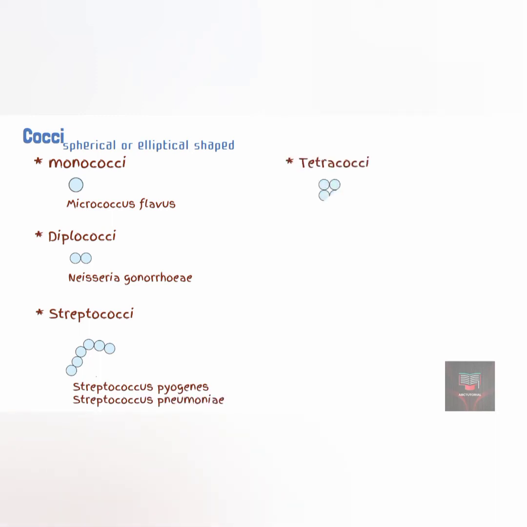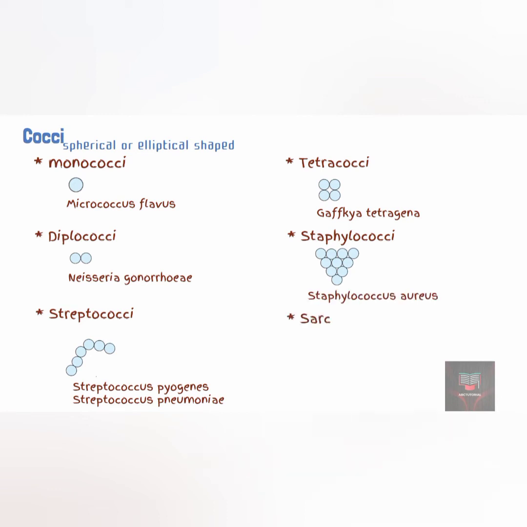Tetracocci consist of 4 round cells which divide in 2 planes at right angles to one another. Examples include Yersinia tetragena. Staphylococci are spherical bacteria whose cells divide in 3 planes, forming a structure that resembles a bunch of grapes, giving an irregular configuration. Examples include Staphylococcus aureus.